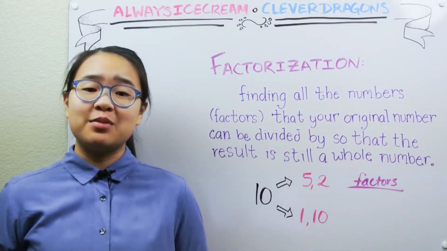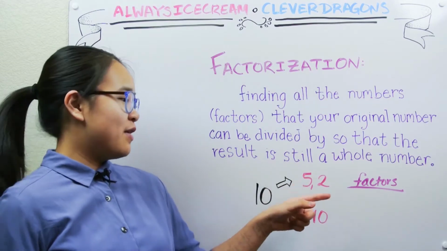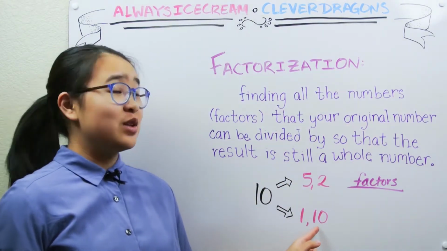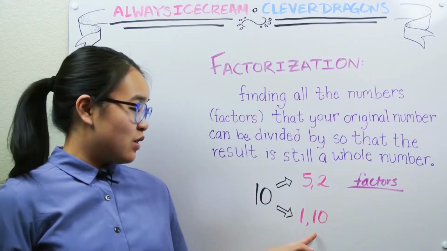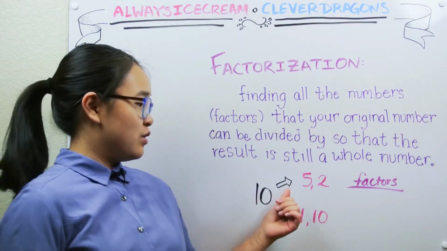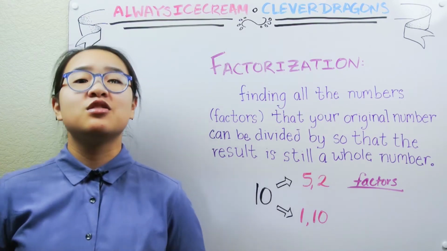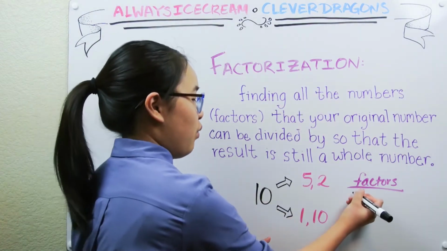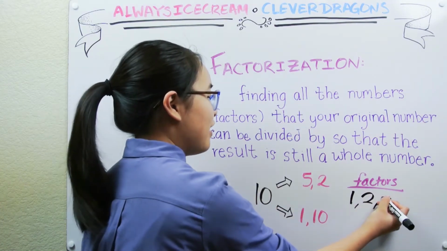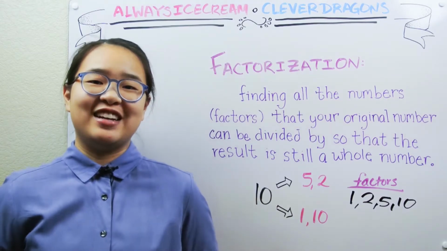So, for example, 10 can be divided by 5 to give us the whole number 2, or it can be divided by 2 to give us the whole number 5. It can also be divided by 1 to give us the whole number 10, or by 10 to give us the whole number 1. Another way of thinking about this is to say that 2 times 5 is equal to 10, and that 1 times 10 is equal to 10. So now we know that 1, 2, 5, and 10 are factors of the whole number 10.